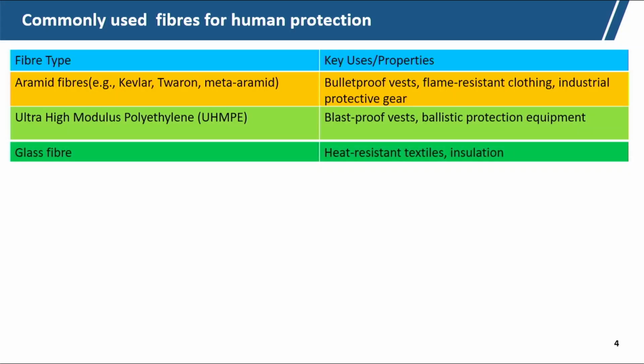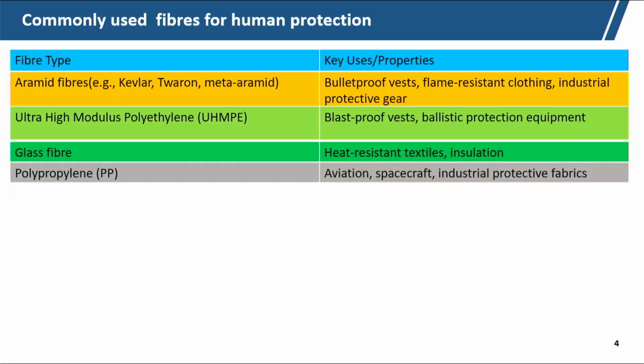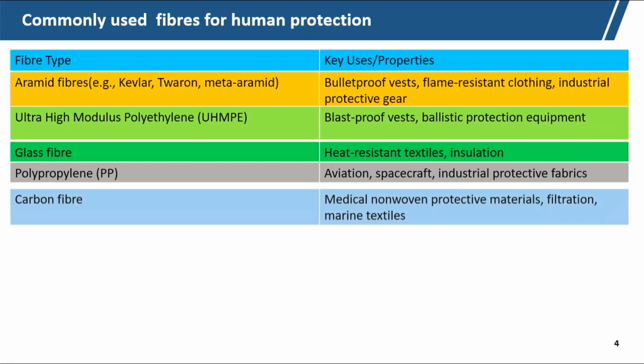Glass fiber, due to its high heat resistance, can be used for heat protective textiles like insulation material, and even for composites for high strength. Polypropylene can be used in aviation, spacecraft, industrial protective fabric. Carbon fiber we can use for medical nonwoven protective material, filtration, marine textiles.